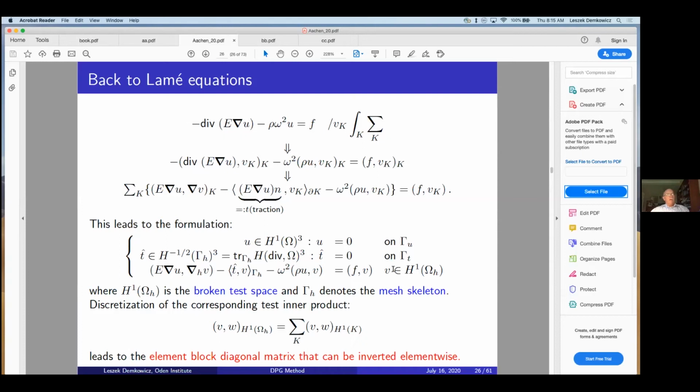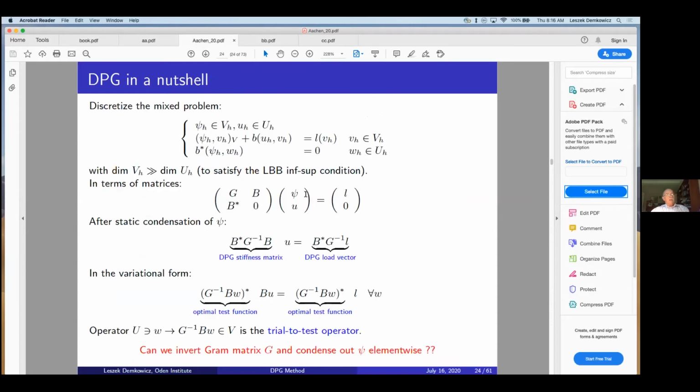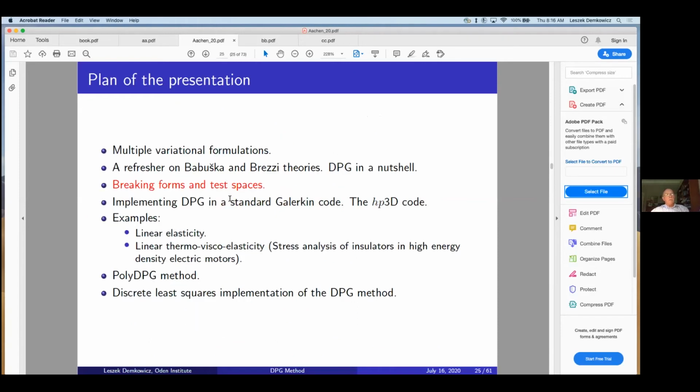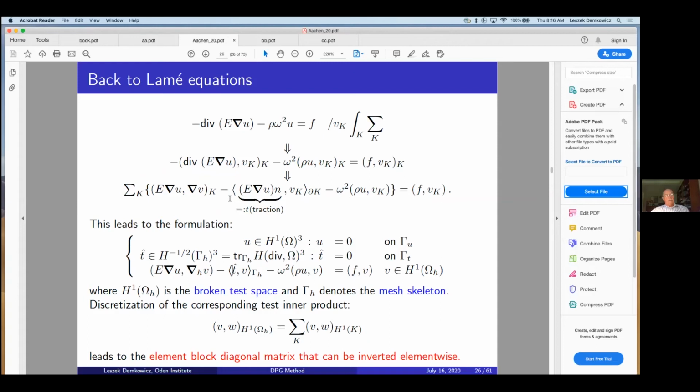What's the point? The point is that in this broken setting, you are testing with more functions. The Gram matrix becomes block diagonal, because test functions in one element have nothing to do with test functions in another element. And if the Gram matrix is block diagonal, then we can do this elimination of psi not globally after assembly, but on the element level before the assembly. This is the magic I was talking about. The price we are paying is one additional unknown, the trace or the flux, that we have to solve for.